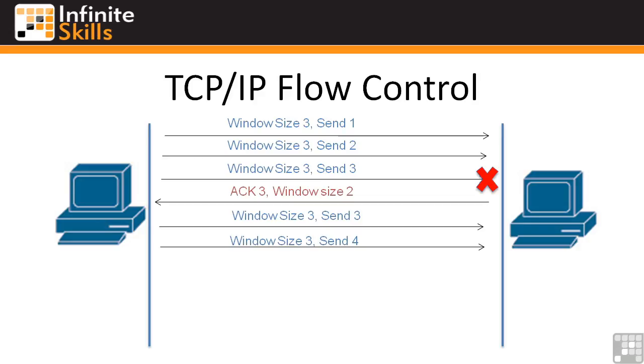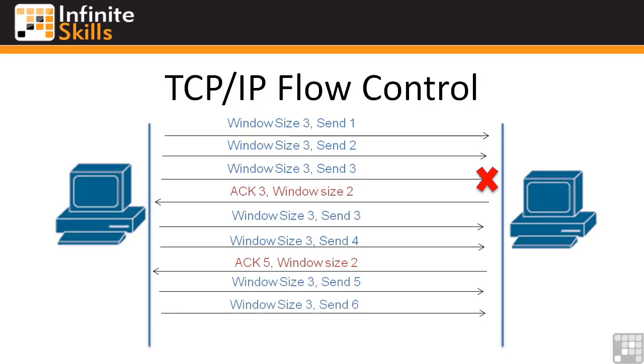So since it sent its 2 packets, the receiving machine says, hey, I acknowledge number 5, meaning that I expect you to send number 5 next. My window size is still 2. And so on and so forth. Window size 3, send 5, send 6.